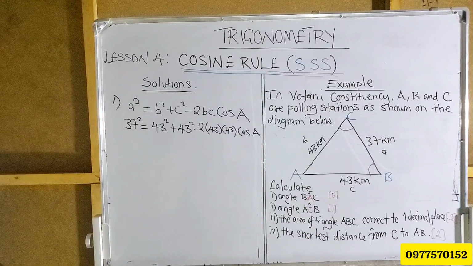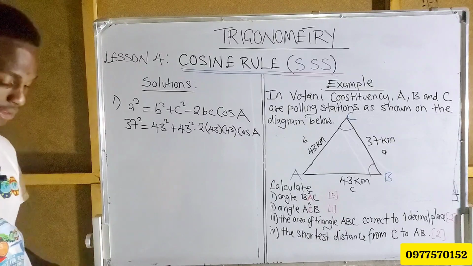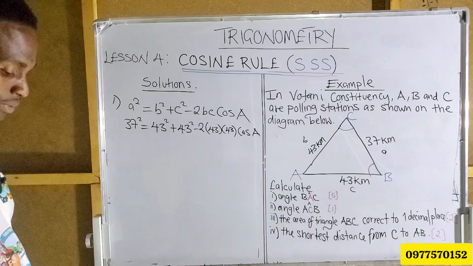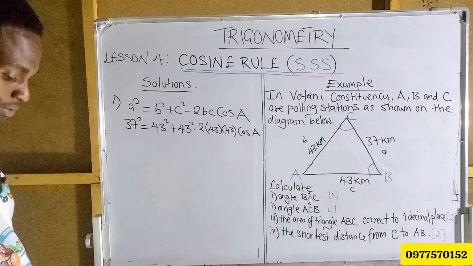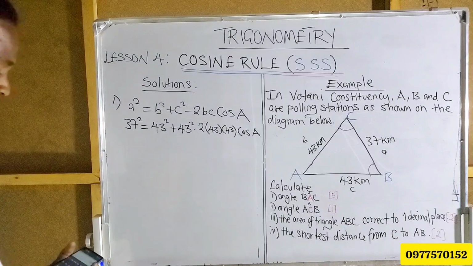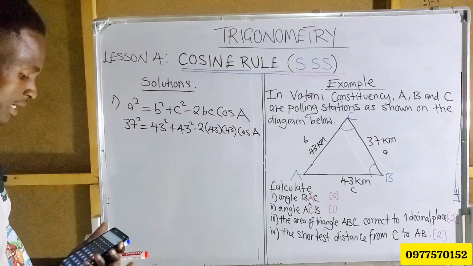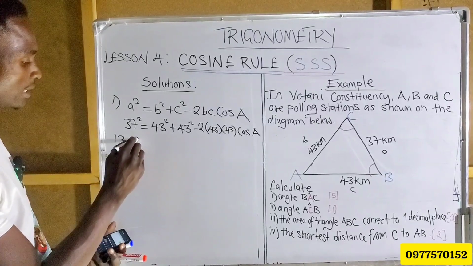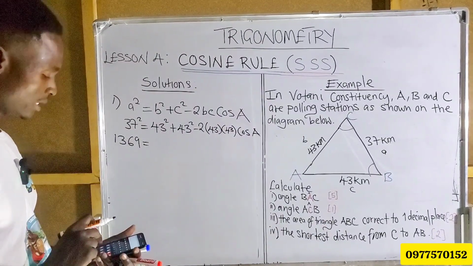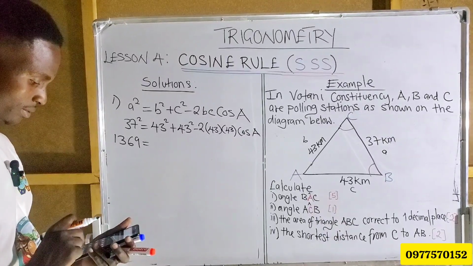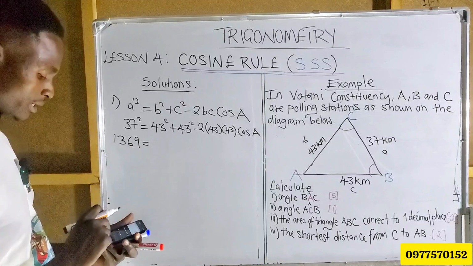Now, look at this. Let's now find 37 squared. So we're going to get our calculator and do the needful. So this is what we're going to do. We're going to say 37 squared is, this is giving me 1369. So you can just confirm, let me just double check here. Okay. Yes, it's correct.